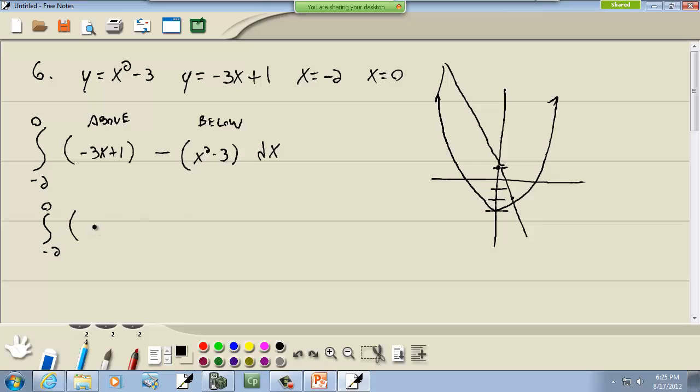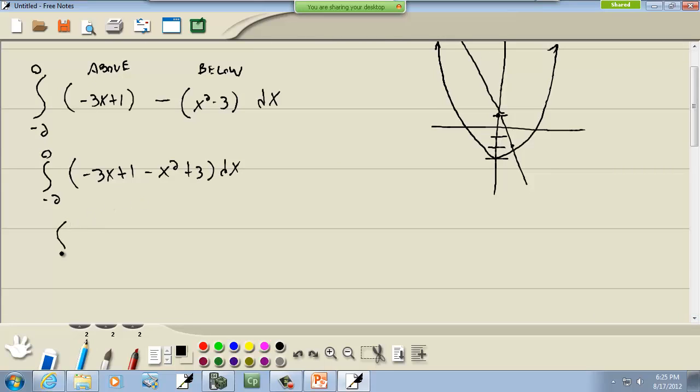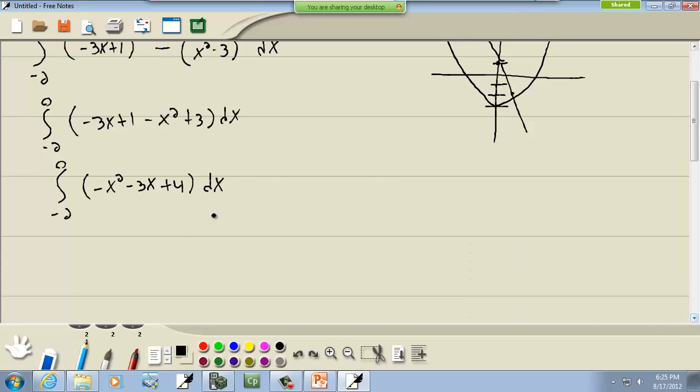We'll do a little bit of simplifying. So we've got negative 3x plus 1. That negative there flips the sign, so it becomes negative x squared plus 3, dx. So we've got negative x squared minus 3x plus 4, like that. So we'll add 1 to our power and divide by our new power. Add 1 to our power, divide by our new power, and 4 just becomes 4x.